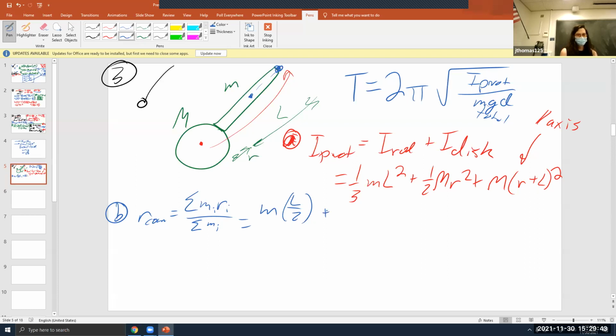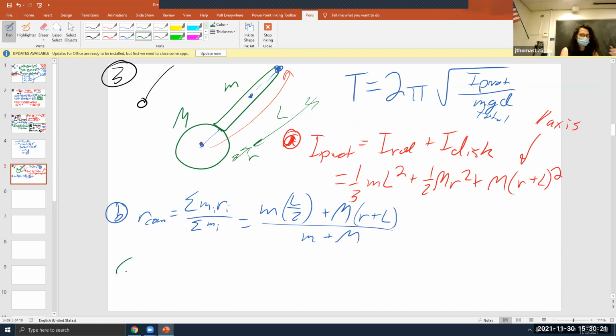We need to add in the contribution from the disc. The disc has a mass big N. The distance from the center of mass of the disc to the pivot point is little r plus L. So that'll be little r plus L. It's not squared or anything, so we just leave it like that. Divide by the sum of the masses, which is little m plus big N. Again, not really much compelling work to be done here as far as simplifying. You just plug in your values.